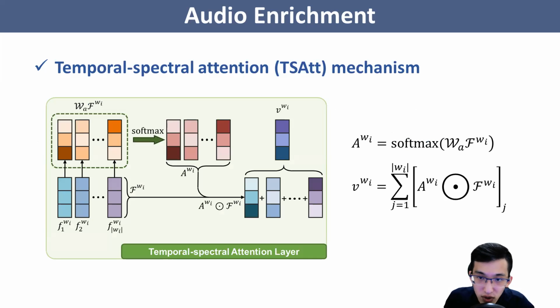We propose a novel attention mechanism called TSAT, the temporal spectral attention. This temporal spectral attention layer first applies a fully connected feed-forward layer onto the acoustic features to obtain W_A F_wi. Then a softmax function is applied on it to obtain the attention matrix A_wi. Then an element-wise multiplication is performed between A_wi and F_wi, and eventually we sum up these matrices along the frames to obtain the acoustic representation V_wi.